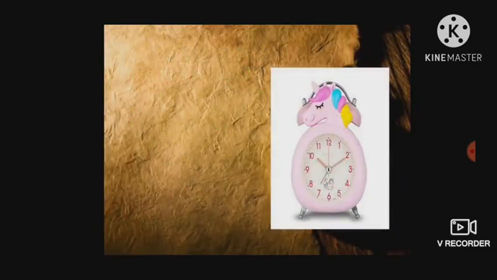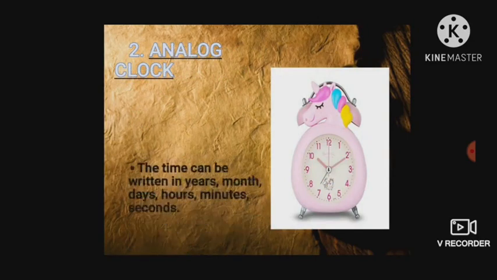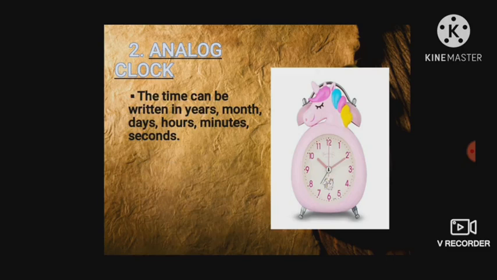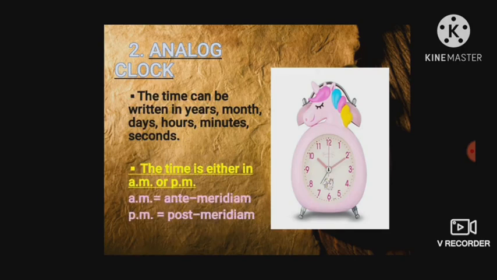Now, can you guess this one? Wow, right, this is the analog clock. The time can be written in years, months, days, hours, minutes, and seconds. The time is either in AM or PM. AM is ante-meridiem and PM is post-meridiem.